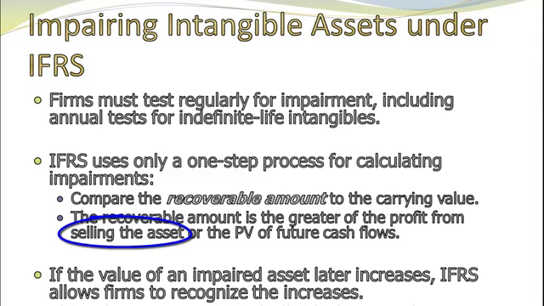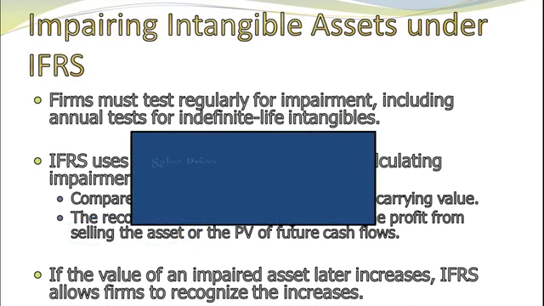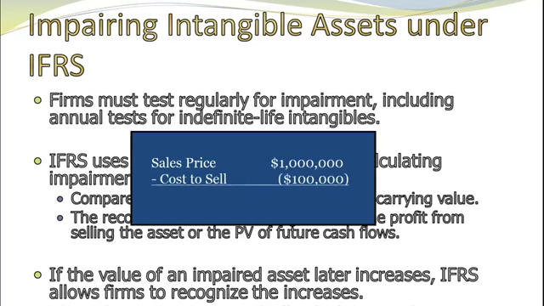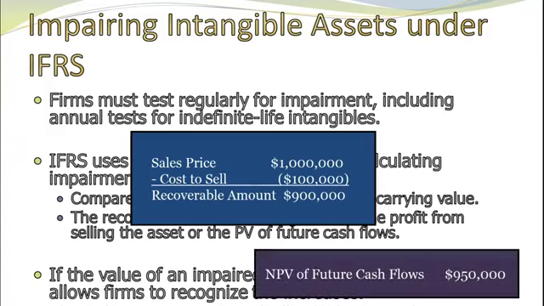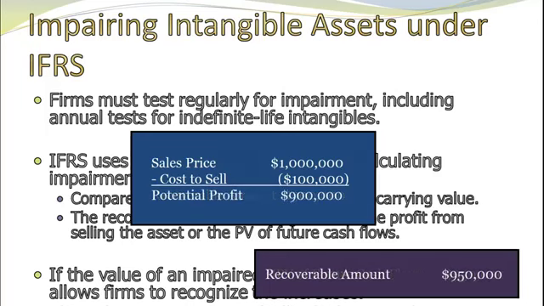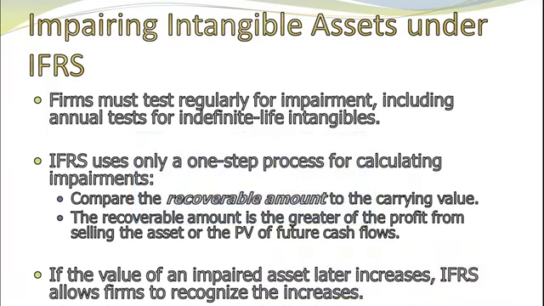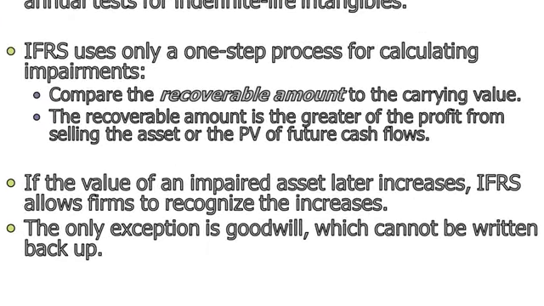So if I think I could sell this intangible asset to you for $1 million, less about $100,000 in legal fees, then that would be $900,000 would be my recoverable amount, unless I think that my net present value of my future cash flows is $950,000, and then I'd use the $950,000, because it's whatever is bigger of those two amounts. Now, one of the major differences between US GAAP and IFRS is the fact that under IFRS, you can write an asset back up.